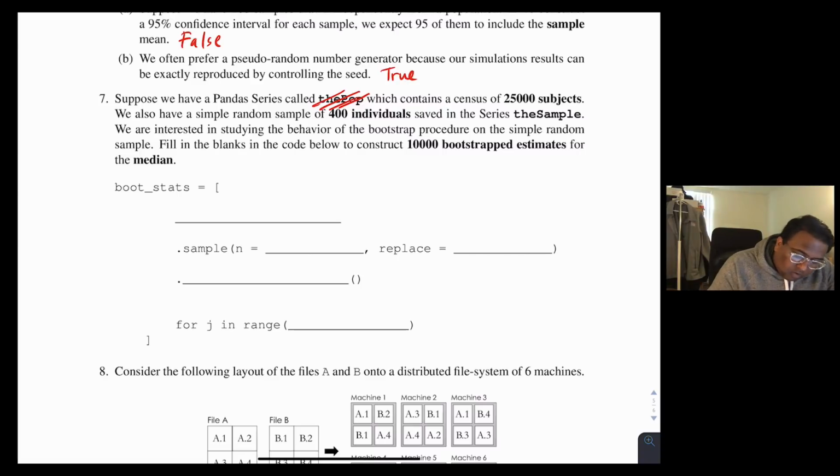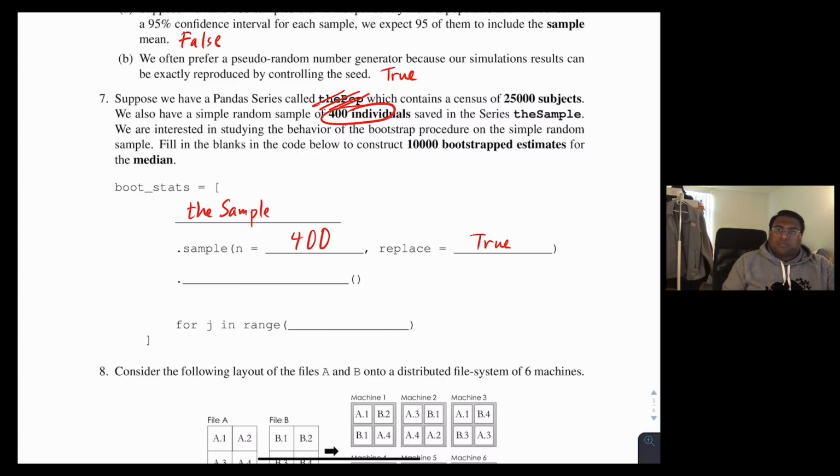Okay, so what we're going to start off with is the sample, which is our bootstrap population, but also that initial sample that we have. We're going to sample from it, and we're going to sample with replacement. So replace will be true. And how many times are we going to sample from it? Well, whatever the size of the original sample was. Since there's 400 values in the original sample, we're going to resample 400 times with replacement.